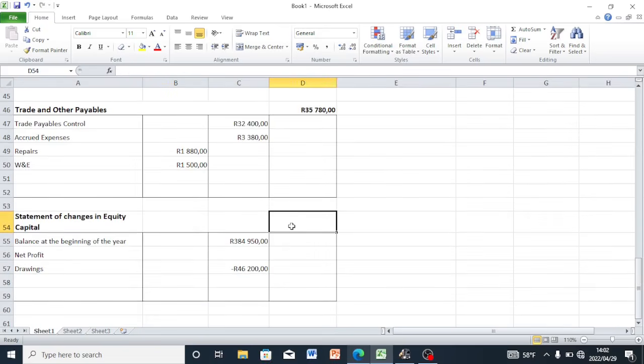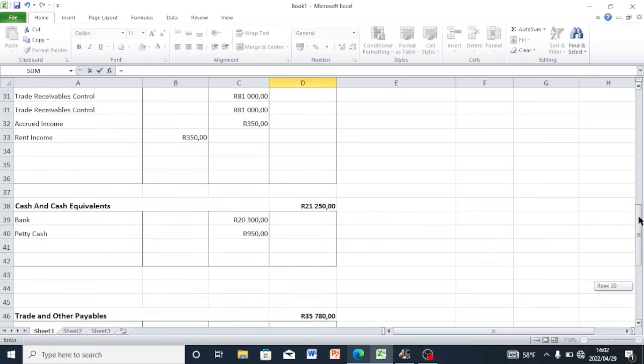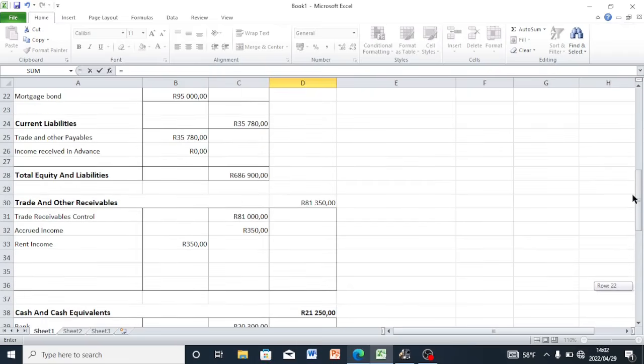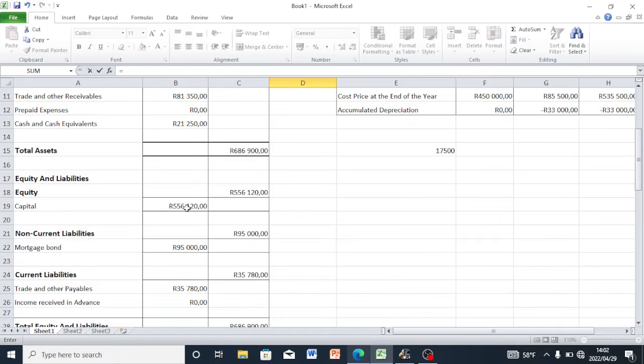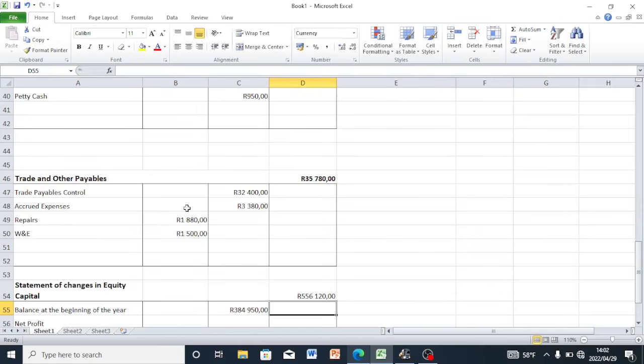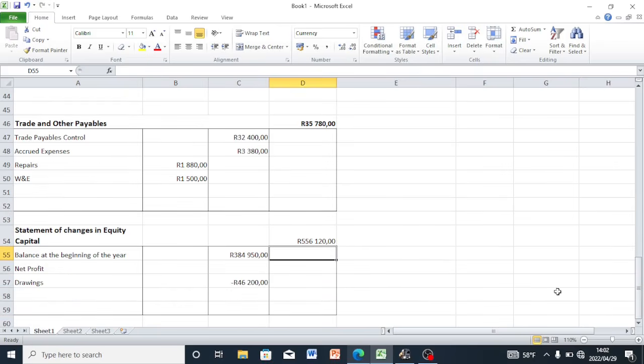As I've said, the balance at the end of the year is going to be recorded here. So we are going to take this amount and say equal to the 556,120, which is then going to be recorded here. So we have everything on our capital note. So now we can calculate our capital net profit amount, which is going to be our balancing figure.